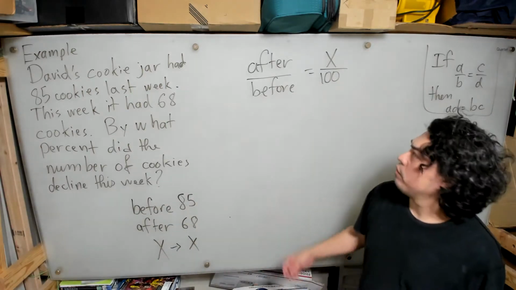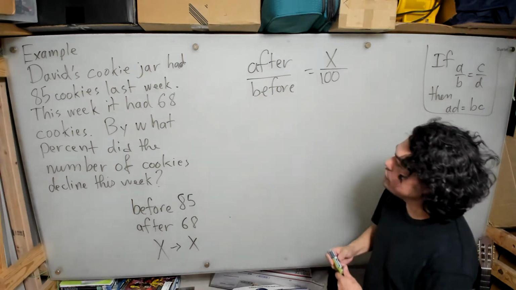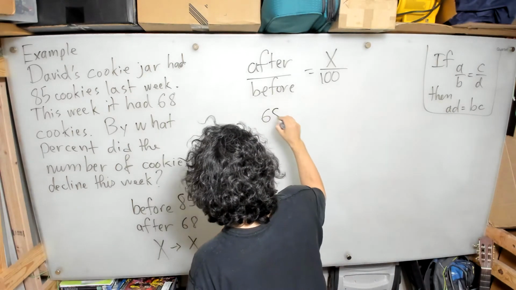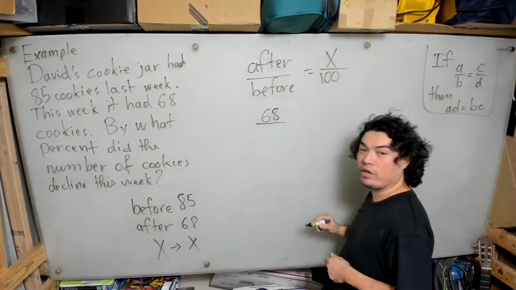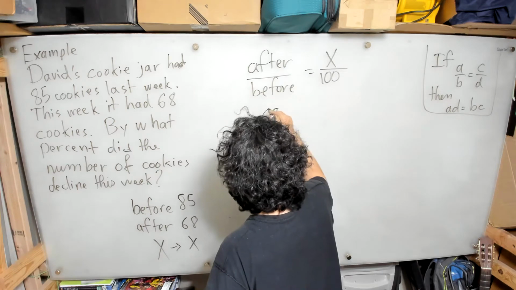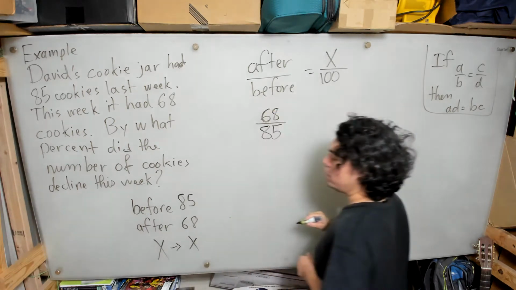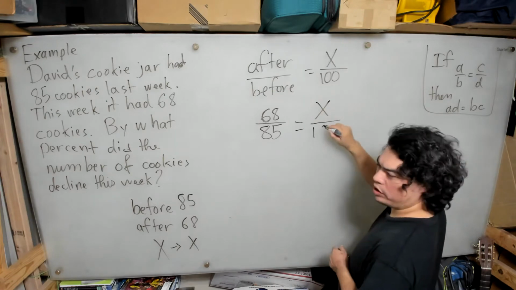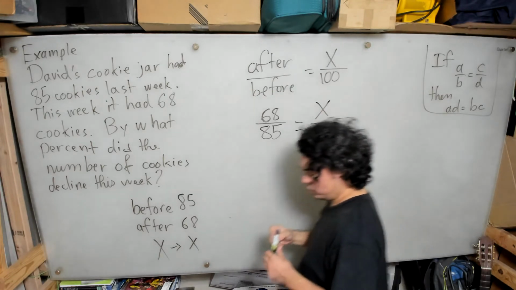So here, for example, we know that our after is 68, so let's put that here. We know that our before value is 85, so let's put that here. And then we're going to solve for the x, so I put my x here and I put my 100 here, right?